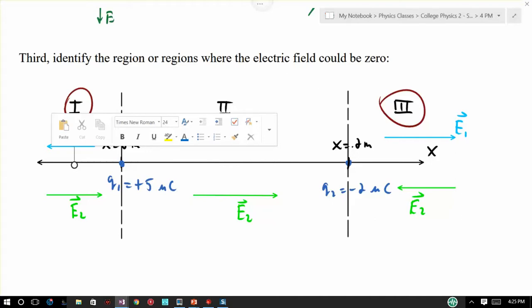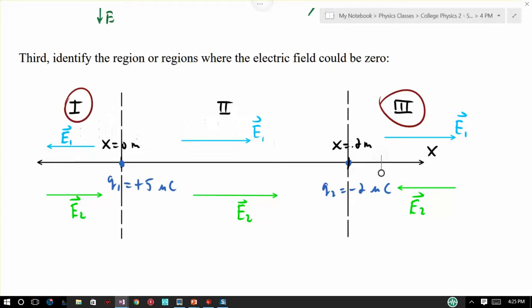So the idea is if there's two regions, the only one that works is if you're closer to the smaller absolute value or magnitude of the charge, right? So it has to be region 3, right? By process of elimination. But the reason why it's region 3 is because you have to be closer to the smaller absolute value of the charge, right?